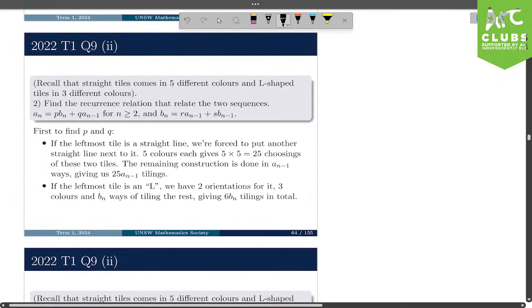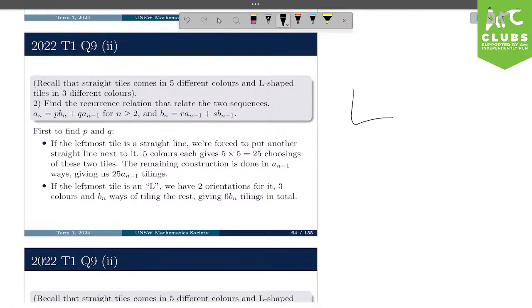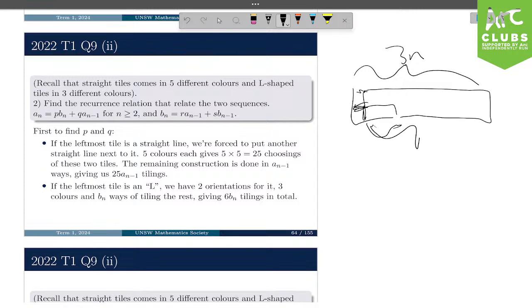If we use an L tile on the very leftmost, it's not as simple, but we actually notice that if we remove this L tile from the rest of the AN tile, we get a BN tile. So this is crucial to observe because this entire thing here is 3n, and this remaining part here is going to be 3n minus 1 with a corner removed, which is exactly what BN is.